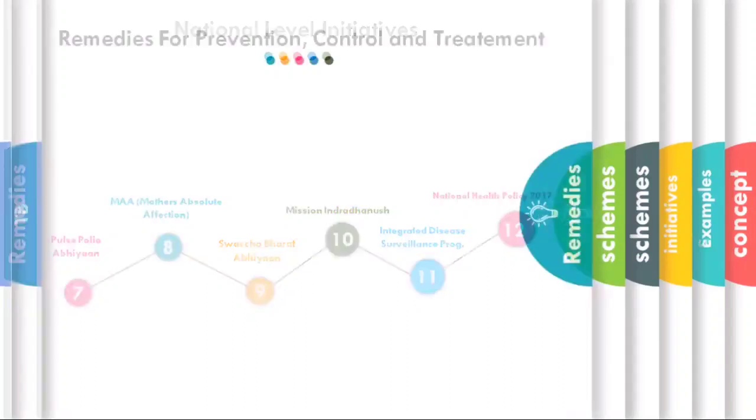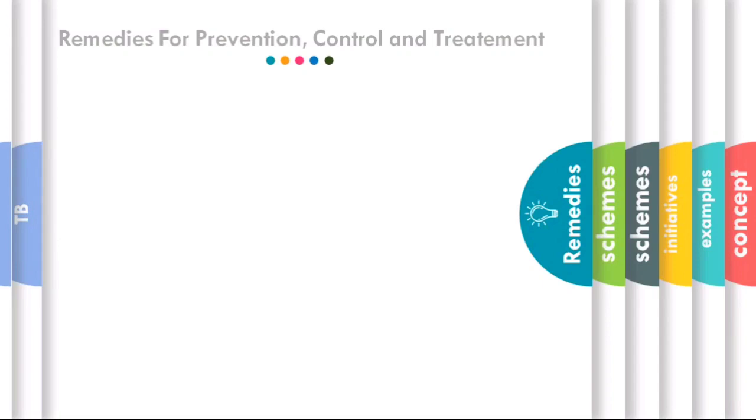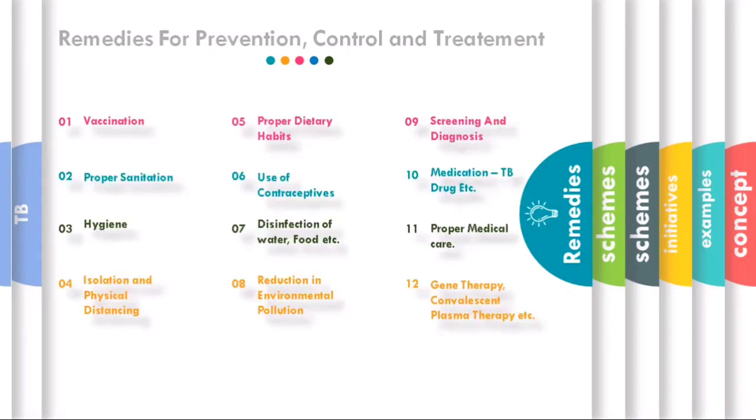So we will look at some remedies, and then you will be able to link these schemes with the remedies that we are going to look at. First is vaccination. The next is proper sanitation and hygiene. Next is isolation and physical distancing. We have experienced isolation and physical distancing in COVID-19 also. The government is asking us to maintain hygiene as well as social distancing.